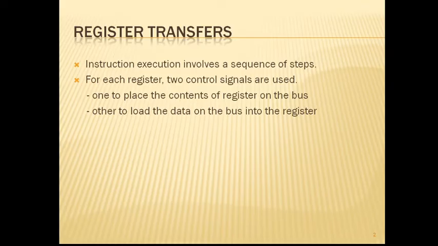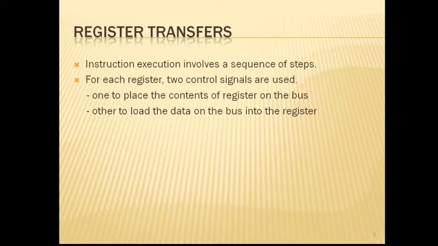For each register, two control signals are going to be used to place the contents of that register on the bus or to load the data on the bus into the register. There are two things happening here. One is to place the contents of the register, the data that is stored in the register, on the bus. The other is to load the data that is there on the bus into the register. One is from register to bus, the next is from bus to register.